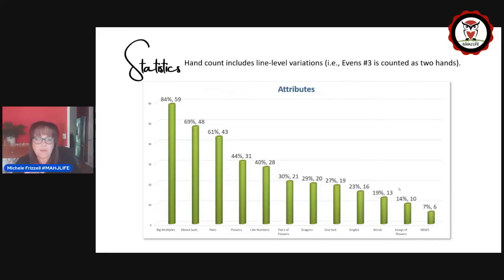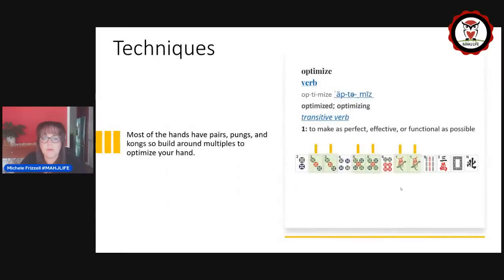And 84% of the hands on the card use big multiples. That would be Pung, Kong, and Quint. The pairs is 61%. Together, that's 91% of the hands on the card. So when you're looking at your dealt hand, we're looking at optimizing. We have 1, 3, and 5. Most of the hands use pairs, pungs, and kongs, so build around them. That would be the strength of the hand.